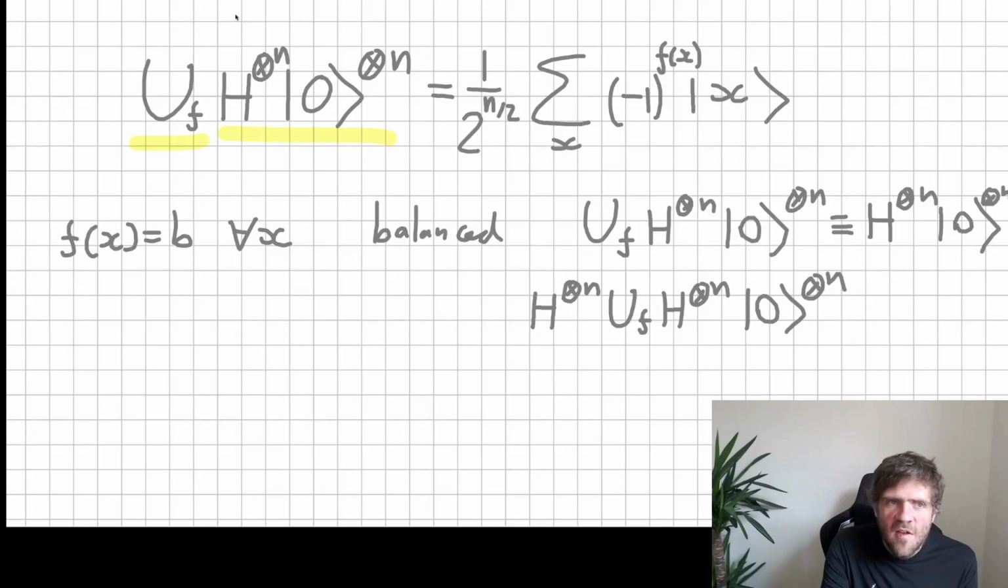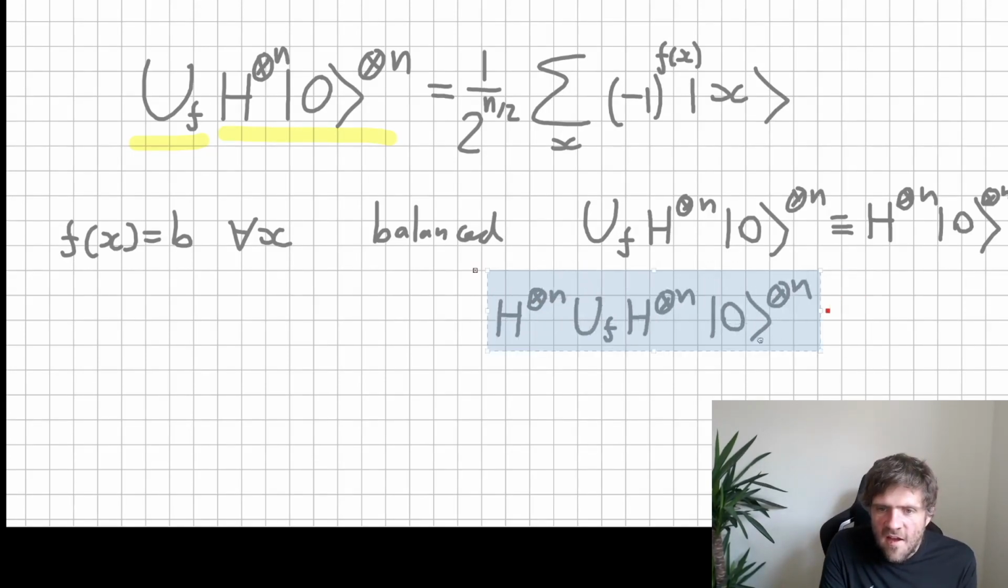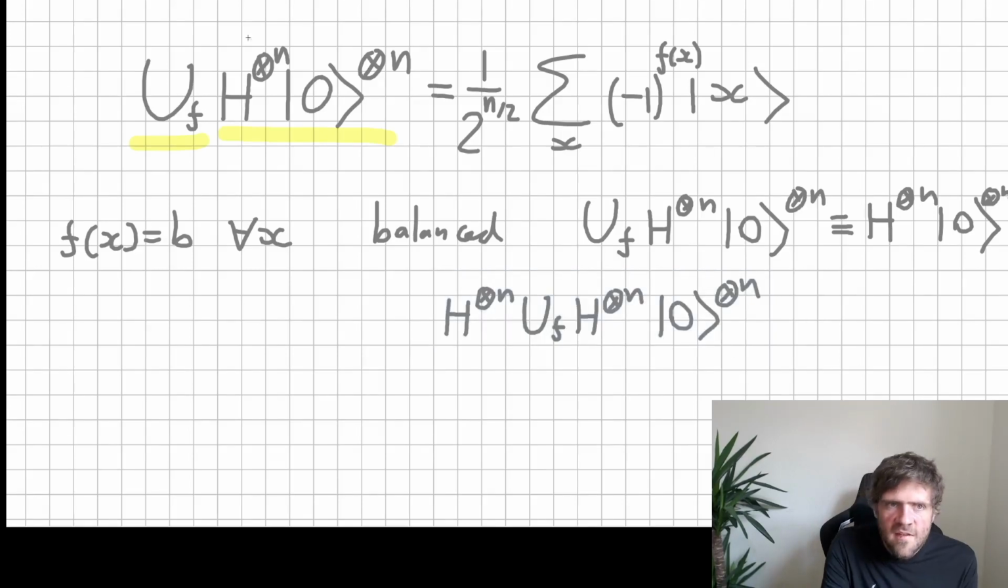And since we know that this part that does not have the Hadamard, this part here, is equivalent to just a Hadamard on all of the qubits, then we know that this Hadamard is basically just going to cancel that out. And so this is going to be equivalent to 0 on all of the qubits.